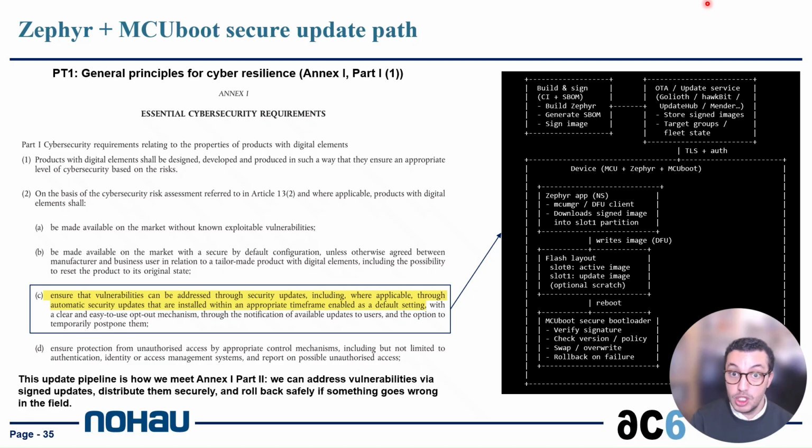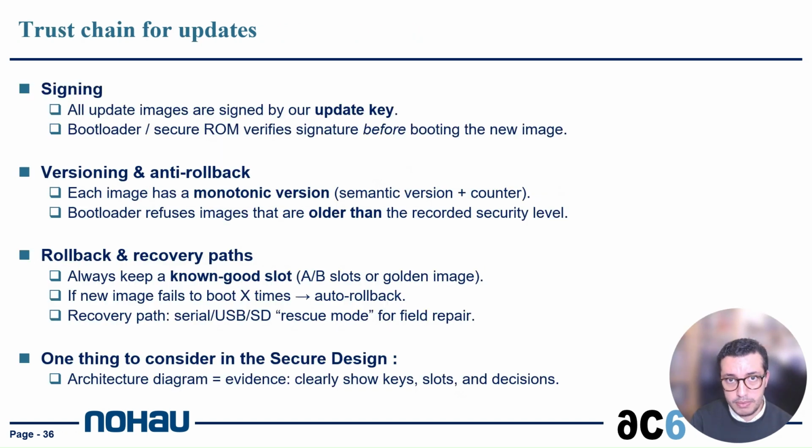So we can deliver trusted updates, distribute them securely, and of course we use an OTA update service. It can be, for example, Golioth, hawkBit, Update Hub, Mender, and others. You can also use EdgeLock 2GO from NXP. So in short, our update trust chain is built on 3 pillars: signing, versioning and rollback. These are the 3 pillars.